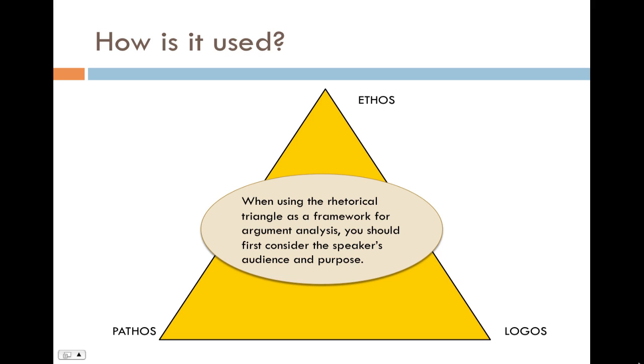So let's take a look at how it's used. When you're using the rhetorical triangle as a framework for your argument analysis, you should first consider the speaker's audience and purpose.